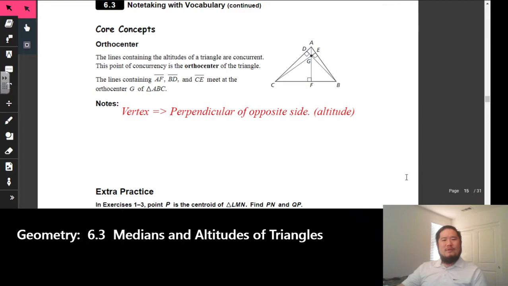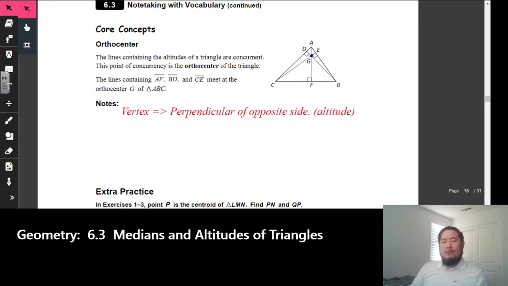Next up, orthocenter. So remember, with the orthocenter, I put in the notes, that's your vertex to the perpendicular of the opposite side, which happens to be your altitude. So it says the orthocenter is where the lines containing the altitudes of the triangle are concurrent. And this point of concurrency is the orthocenter. So lines containing AF, B to C, B to D, and C to E meet at the orthocenter right there.